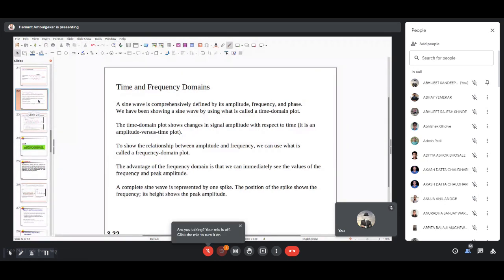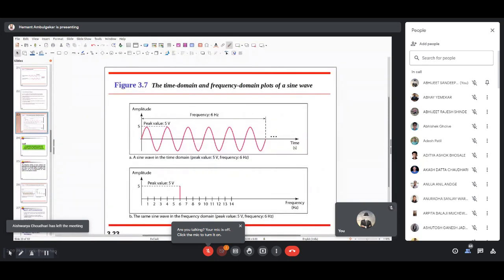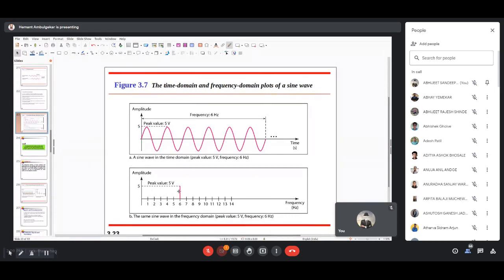So yeah, now look here. The representation in figure B is a complete representation of the entire sine wave here. How many cycles are there? 6, right? And the amplitude, look here, the amplitude is 5. What is the peak value of the sine wave? Maximum value 5. So that is represented using a single spike.